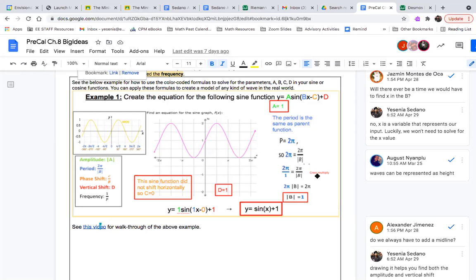You have 1 times 2 pi. Okay, so we're at this step, right? Your goal is to get the B by itself. So, what can I do to get B by itself? It's something I have to do to both sides.